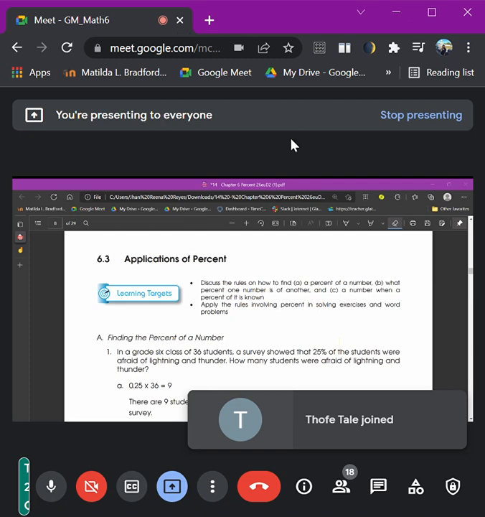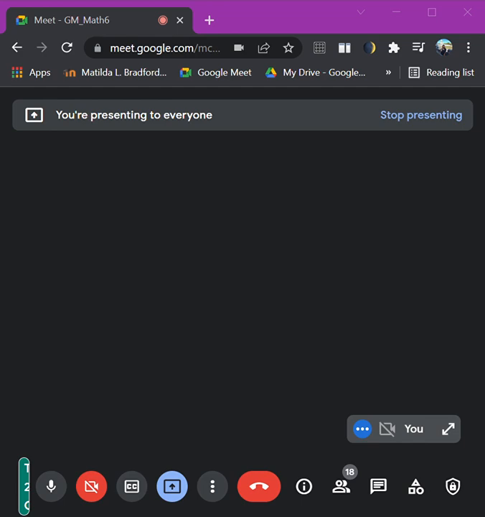Okay, we have here. So we are going to start first with finding the percent of a number. Meaning to say, there is a given here and we need to find the percentage of that number. So can I have someone to read our problem here?